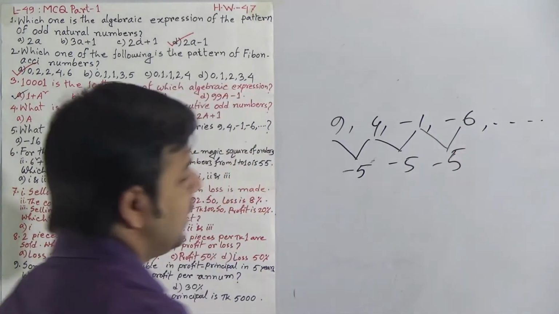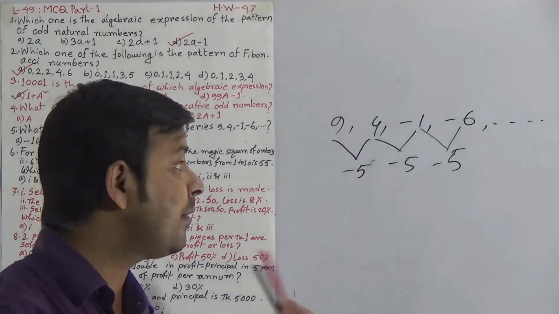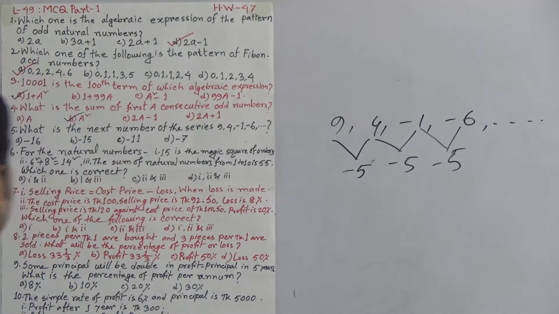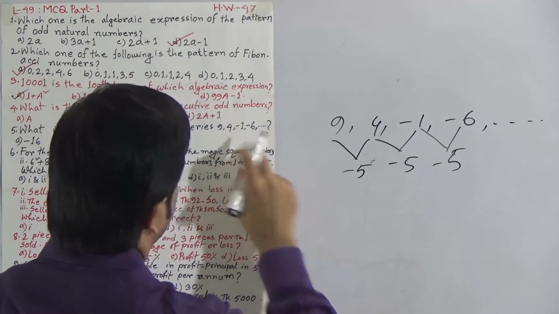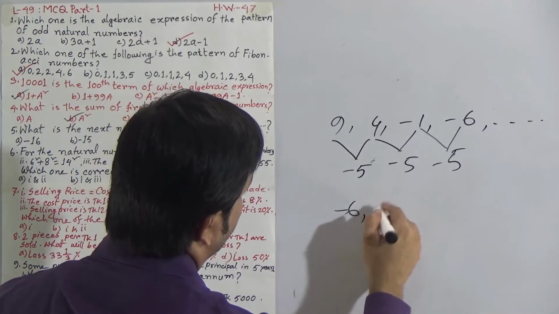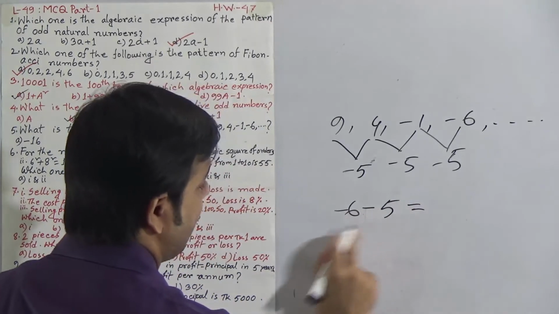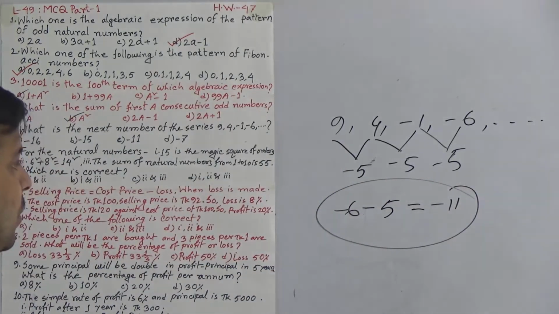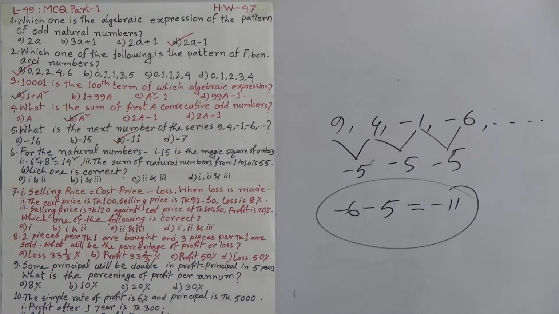It means the numbers are decreasing by 5. So we have to subtract 5 from the last number. What is the next number? Minus 6. If we subtract 5 from this, we will get minus 11. So our required answer for question 5 is C, that is minus 11.